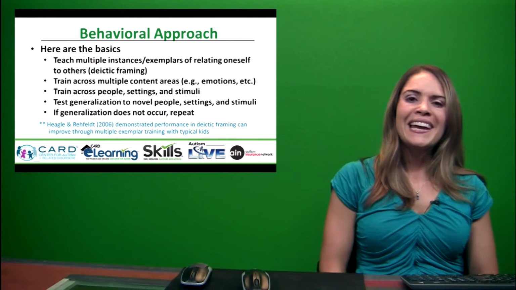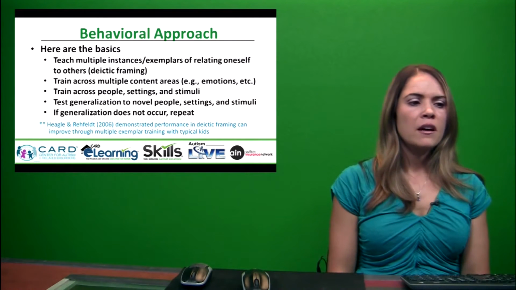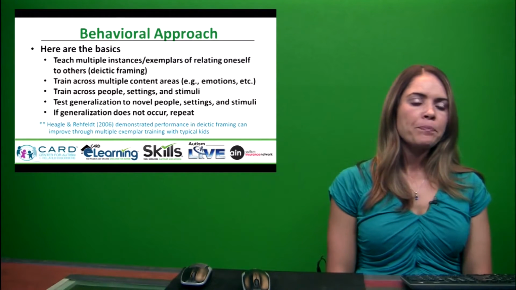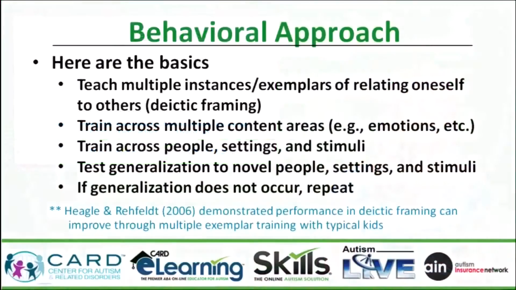Now that said, I said I can't give you a really in-depth analysis or conceptual analysis, but I can give you the basics. And here are the basics. So in a behavioral approach, if we're teaching perspective taking or social cognition, whatever you want to call it, the steps involved would be to first teach multiple instances or exemplars of relating oneself to others. This is called deictic framing, in accordance with the RFT literature. But you would teach many different instances of relating yourself to another person.